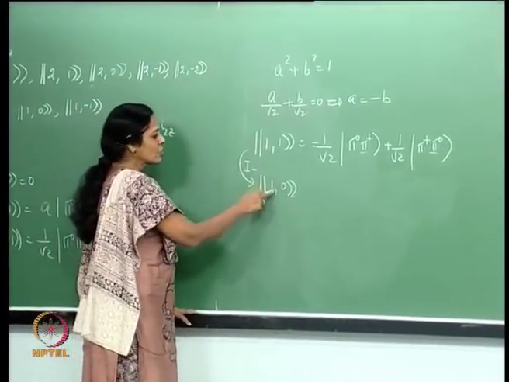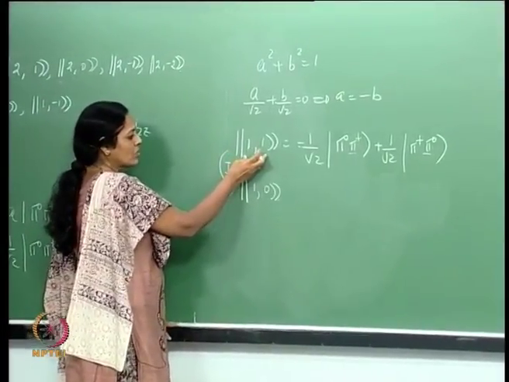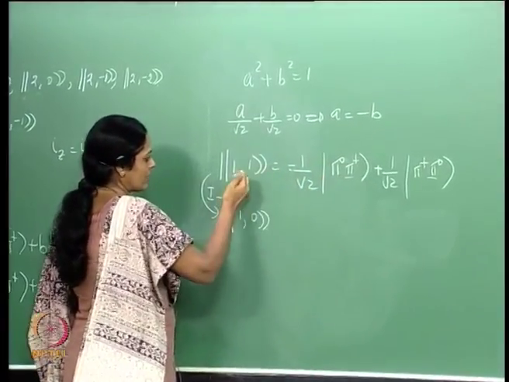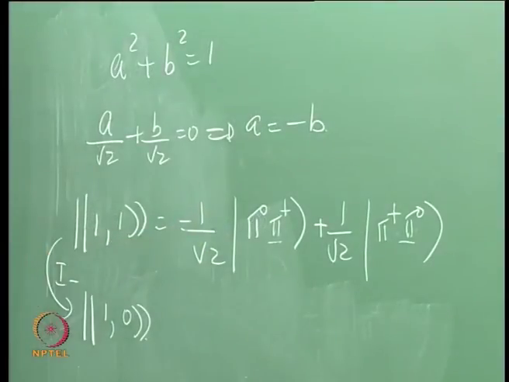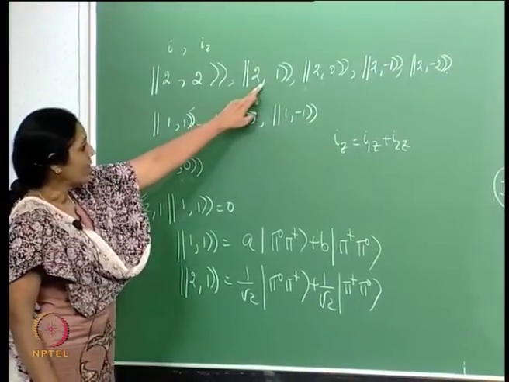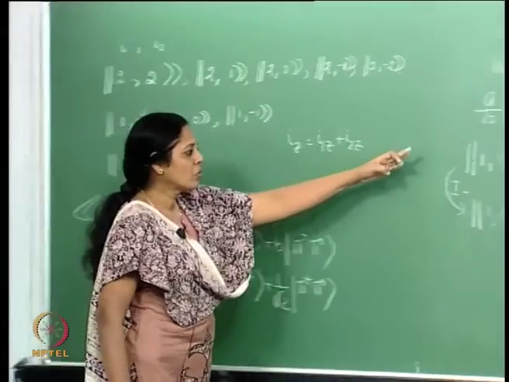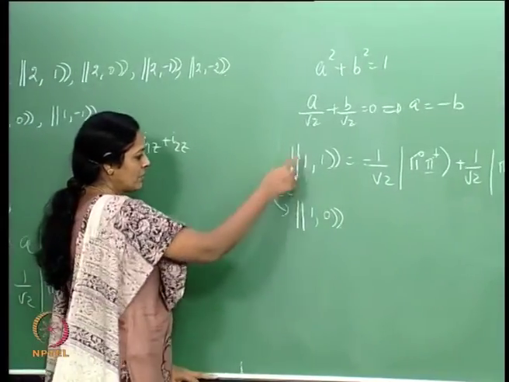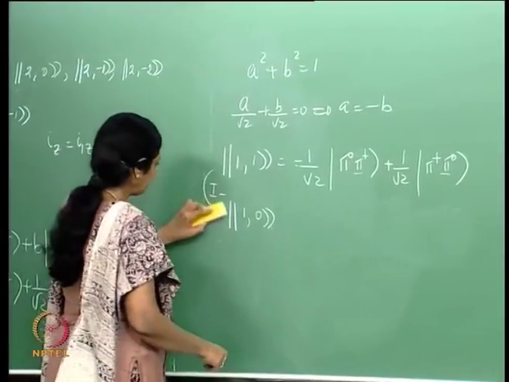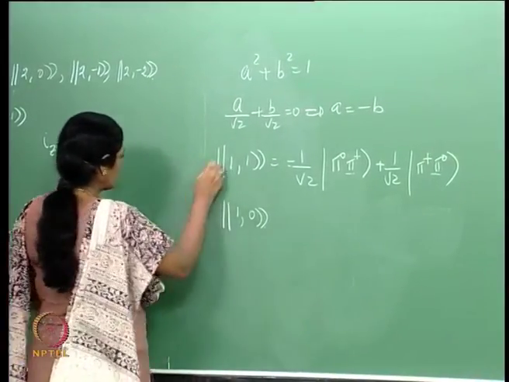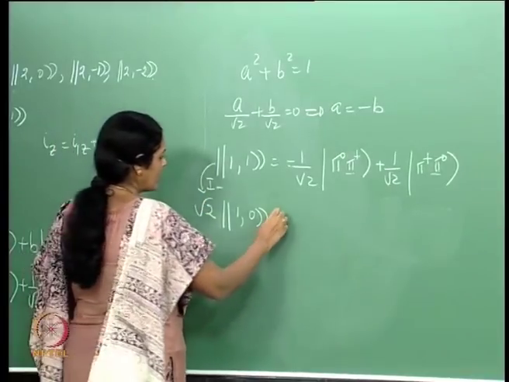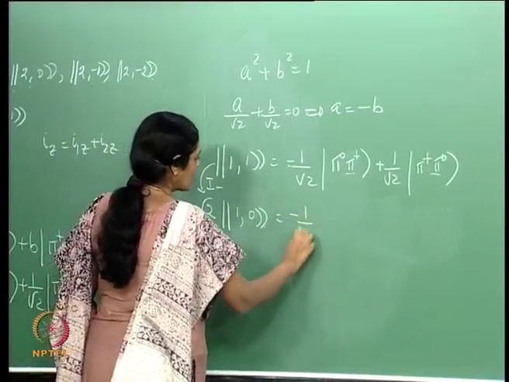I did not face this problem when I found out 1 comma 1 in terms of the uncoupled basis states, because there was exactly one state it was orthogonal to, and that was 2 comma 1. I knew 2 comma 1, therefore, I could get 1 comma 1. But here I just have to use I minus. So, when I do that, I pick up a coefficient root 2 from 1 comma 0, and it is minus 1 by root 2.